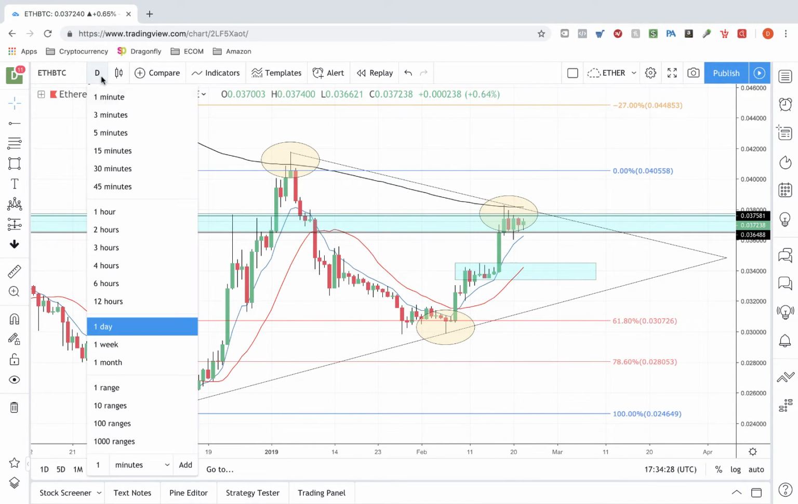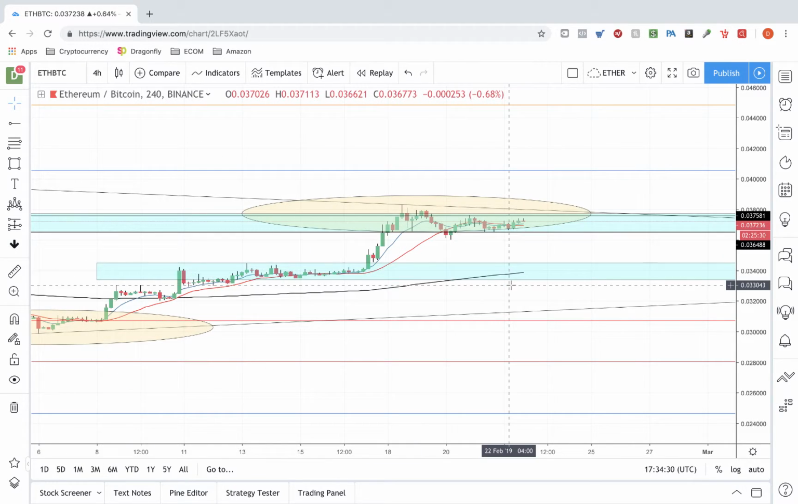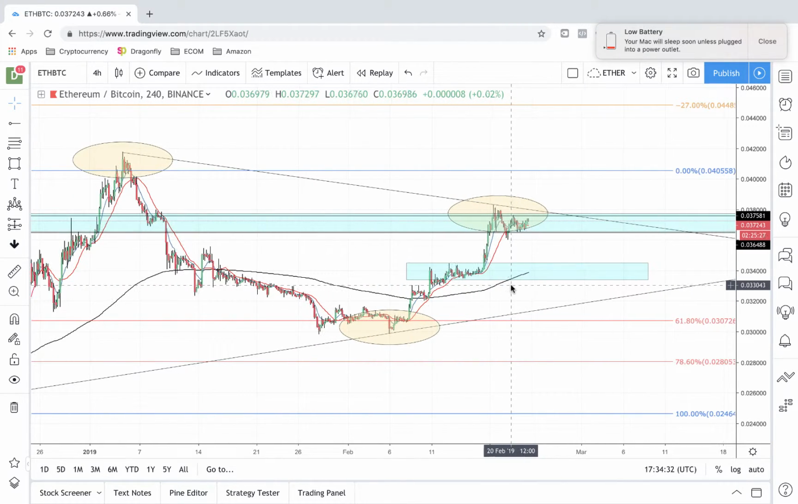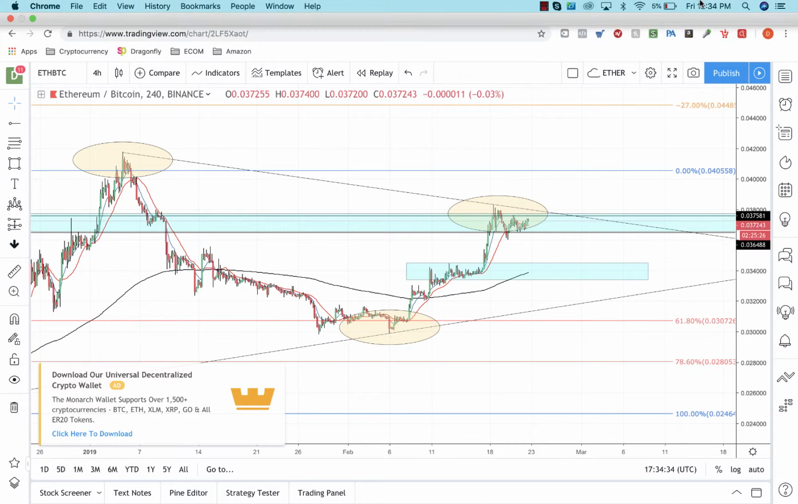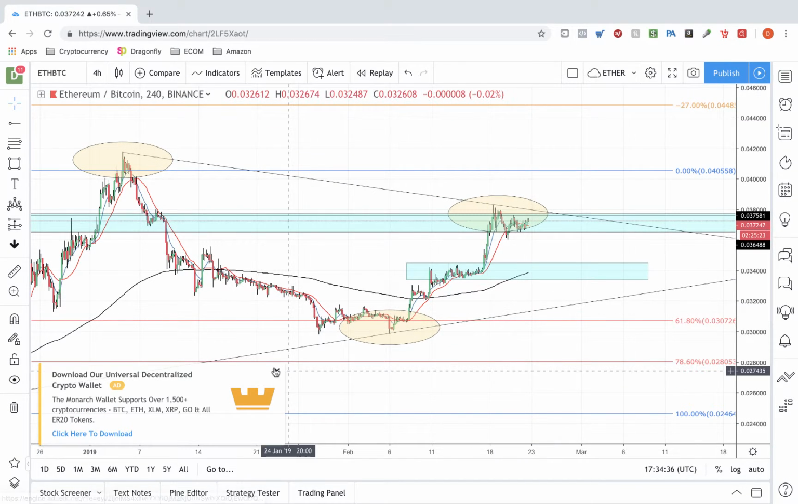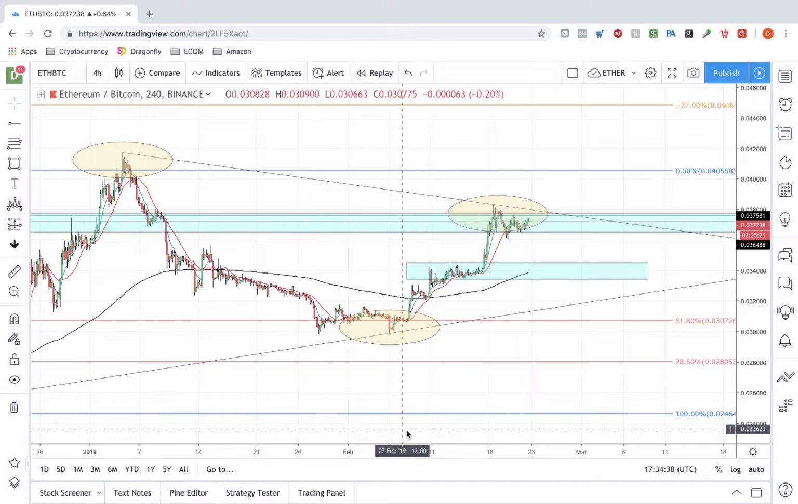But you can also zoom in on a lower time frame, and you can see these areas right here come into play.